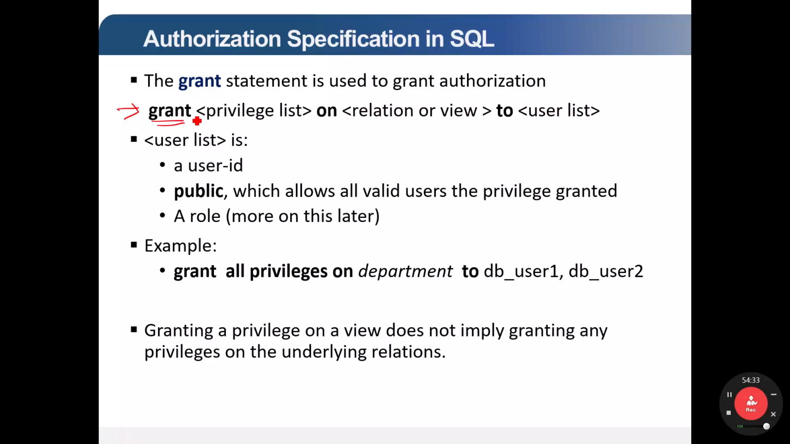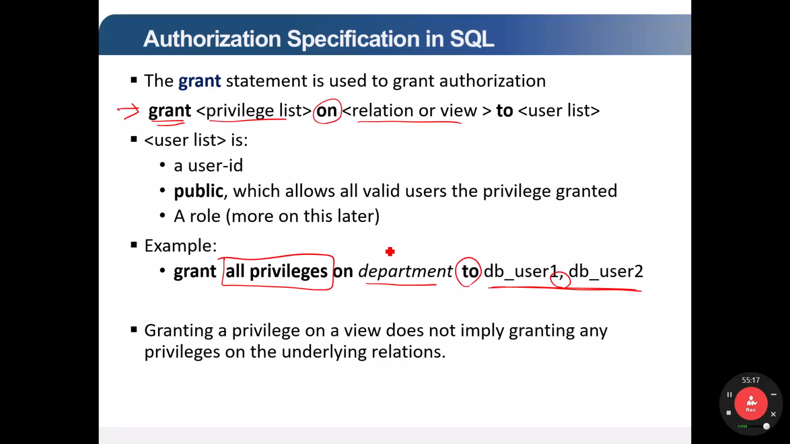Grant is followed by read, update, insert, or delete, or simply you can put all privileges. After the privilege list, you should put the on keyword and then the table name. So here in our example, we are controlling access permission for the department table. Then the user list should be separated by commas, and this user list follows the to keyword.